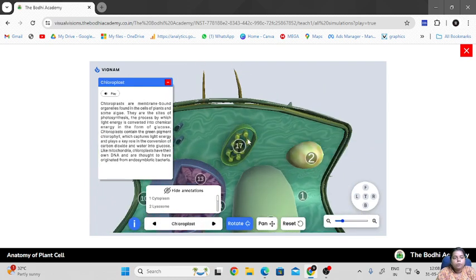So chloroplasts are membrane-bound organelles and very important. Here this is the chloroplast that contains a green pigment called chlorophyll, and this is the site for the photosynthesis process, wherein light energy is converted into chemical energy in the form of glucose from carbon dioxide. Like mitochondria, chloroplasts have their own DNA and are thought to have originated from endosymbiotic bacteria. There is a story behind this.